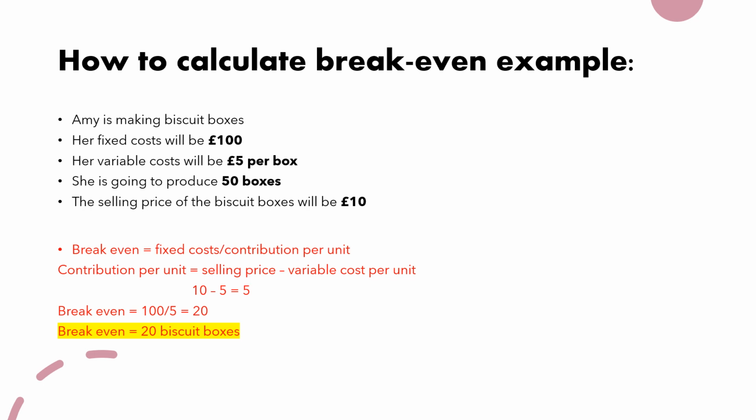So again, break-even is fixed cost divided by contribution per unit. And to work out contribution per unit, it's selling price minus variable cost per unit. So it's going to be 10 minus 5, which means the contribution per unit is 5. Then the break-even is the fixed cost, which is 100, divided by the contribution per unit, which is 5, which means that the break-even is 20 biscuit boxes.